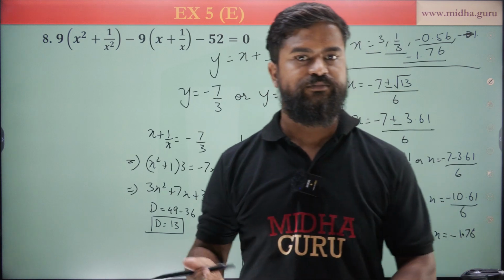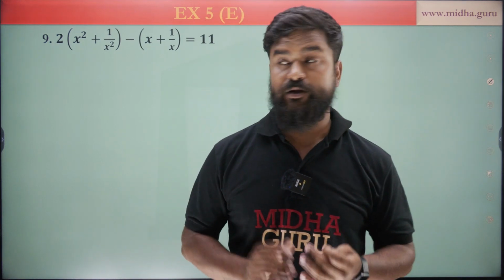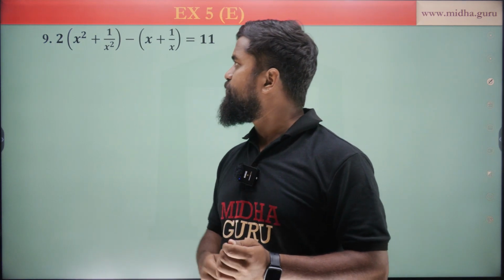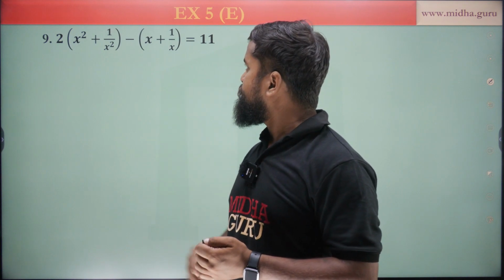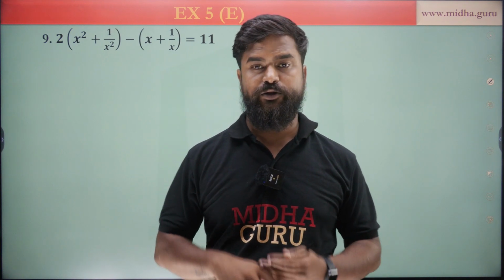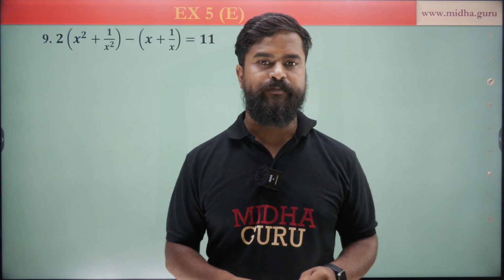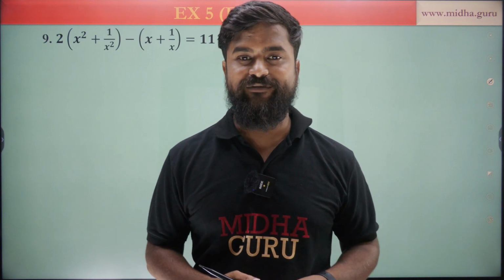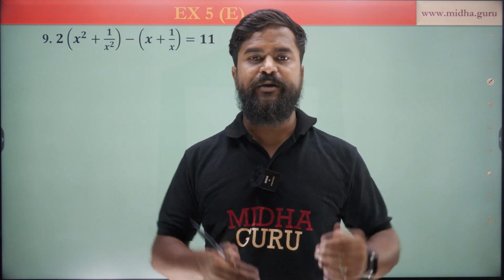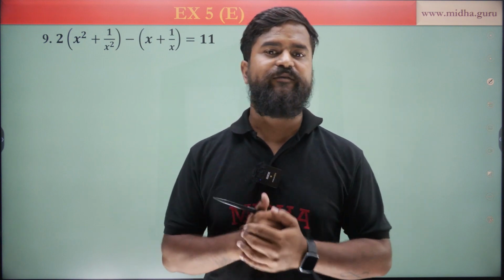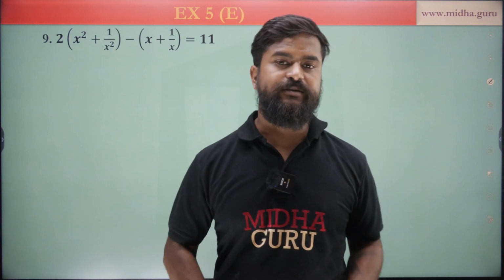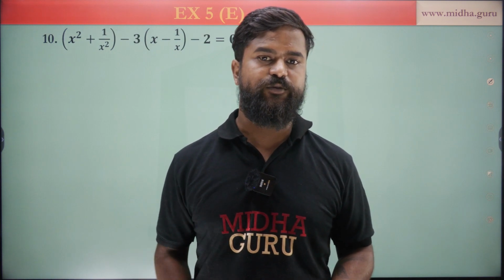Now we'll move on to the next one. So now the next question is 2 times (x² plus 1 by x²) minus (x plus 1 by x) is equal to 11. Now this question is quite identical to the earlier one, so this one I won't be solving. However, I want you to solve it and let me know in the comments down below what the possible values for x for this given equation are. We'll be moving on to the next problem.